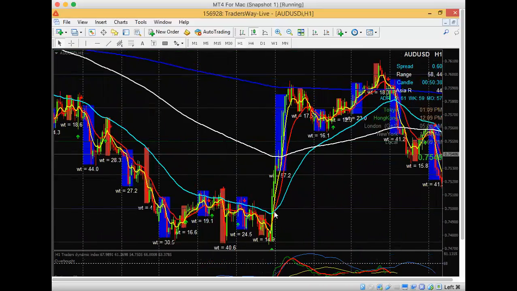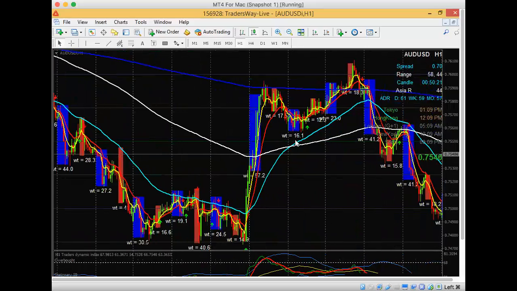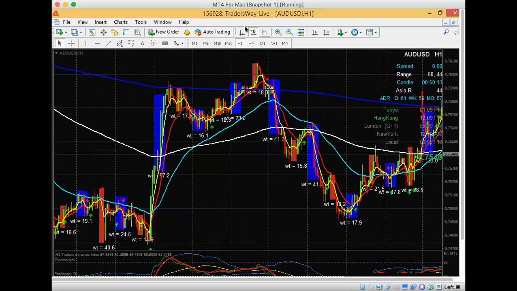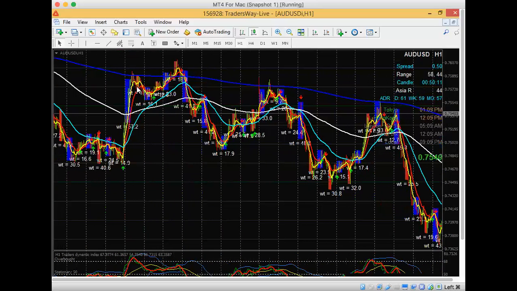You see level one lock confirmation here, when the 13 crossed the 50. And then you see level two right here. But what happened? The EMAs were testing the blue, and then it pulled back, letting us know that all this right here was consolidation.